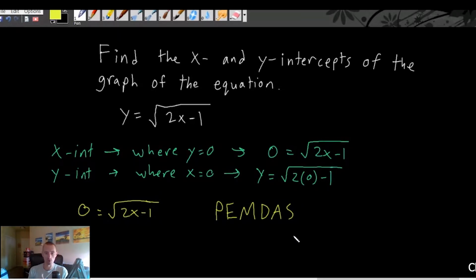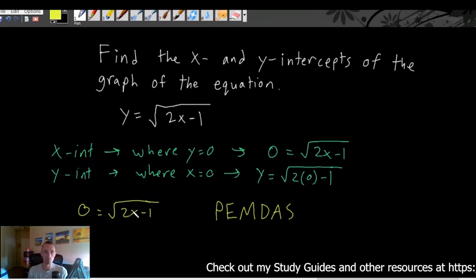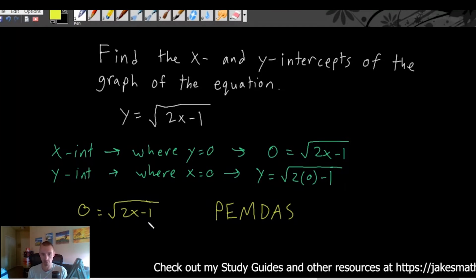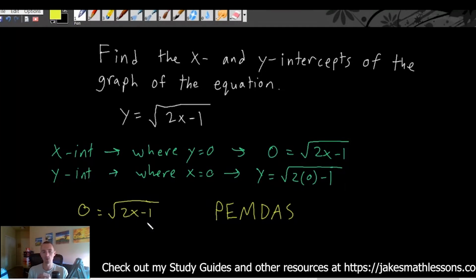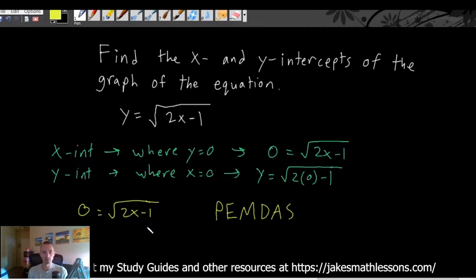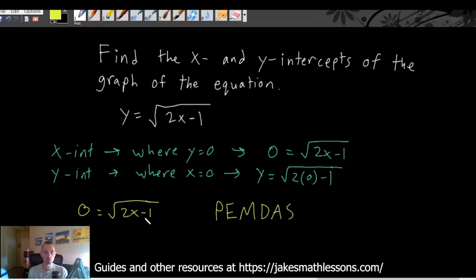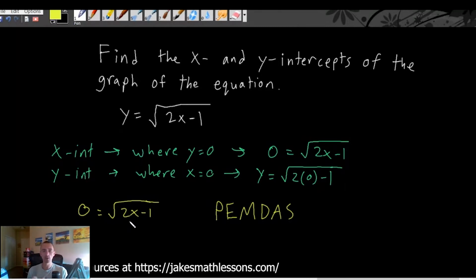PEMDAS tells us the order that we would apply those operations. So we would first deal with what's inside the parenthesis or inside the square root. It behaves kind of the same. Within that, we would have to do the multiplication first and then the subtraction second. Well, the reason I bring up PEMDAS and the reason I bring all this up is because if we're trying to move all this stuff to the other side of the equation and get our x all by itself, we're going to kind of move them over in the opposite order that we would do those operations to x.